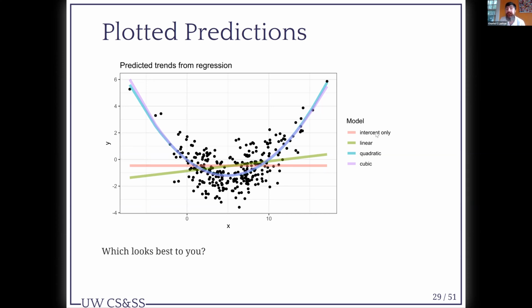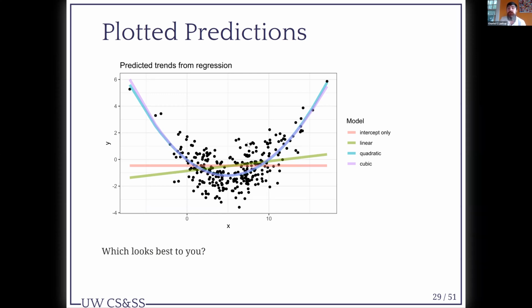So we can see our intercept-only model. It's a horizontal line through a parabolic curve of dots. So yeah, it looks like it fits pretty badly. Our linear model, the green one, doesn't really fit much better. Yeah, it arcs a little bit up here on the right, but it's still a pretty crappy model.